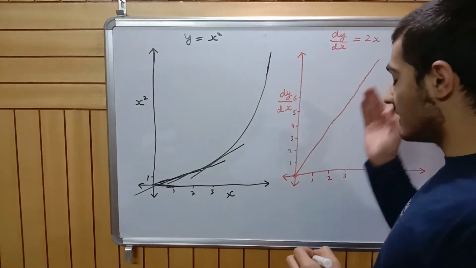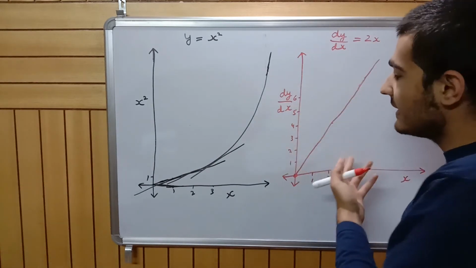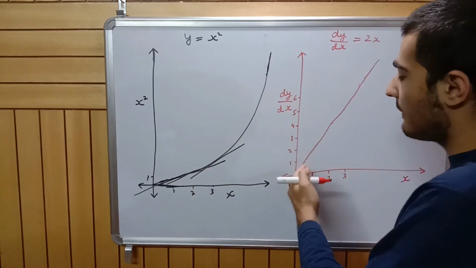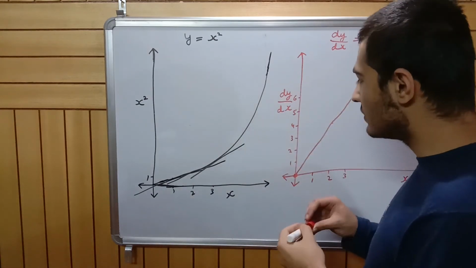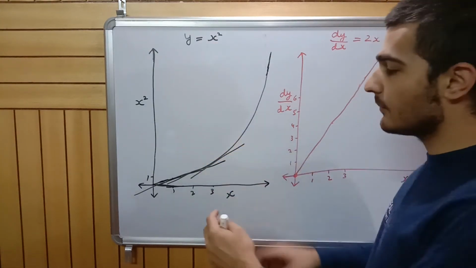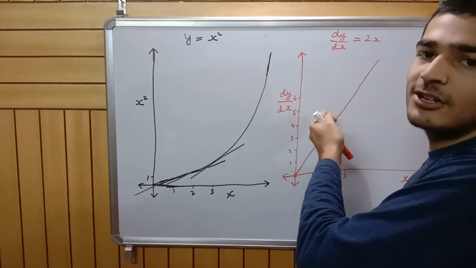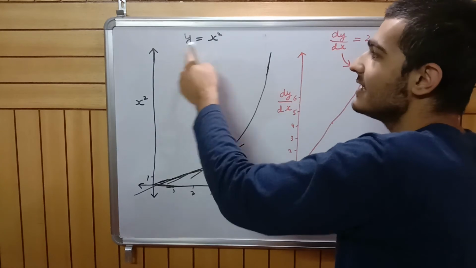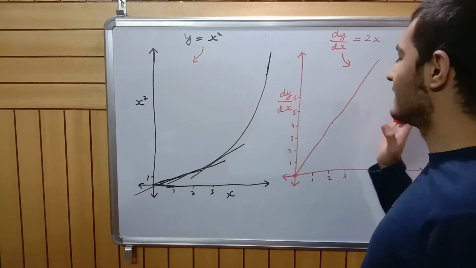And this line clearly is itself the line 2x, right? And that is obvious because after all I'm plotting 2x itself here, so it is obvious that I'll get the graph of 2x here. So this here is my original function, y equals x square. And when I plot the slopes of the tangents at various points on another graph, I get the derivative function. So this here is the derivative function which is being plotted here, and this is my original function.